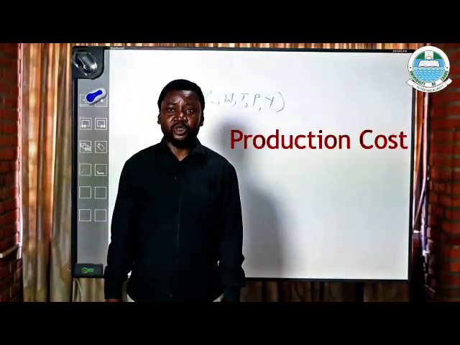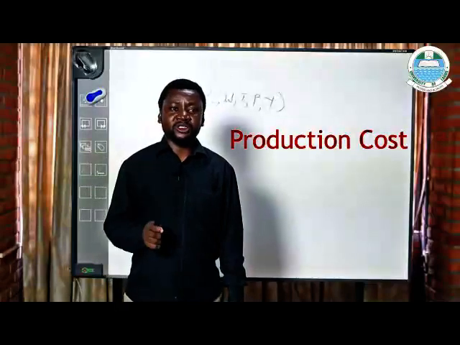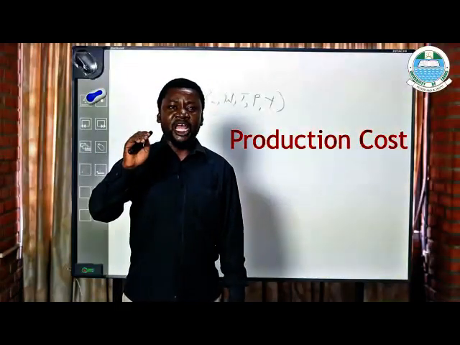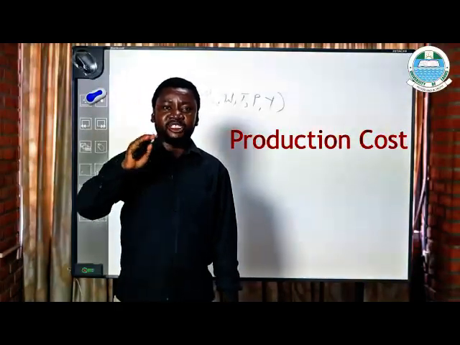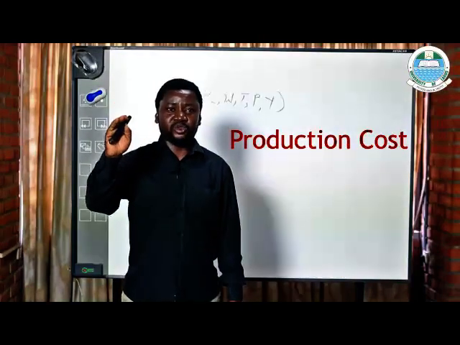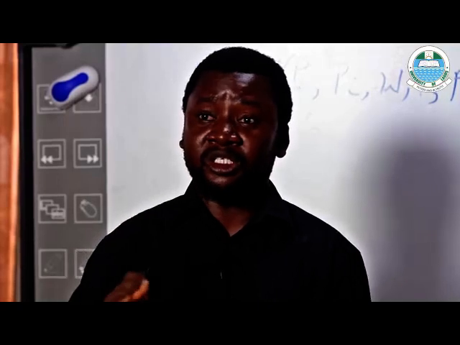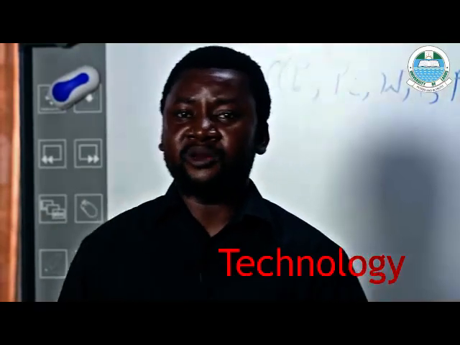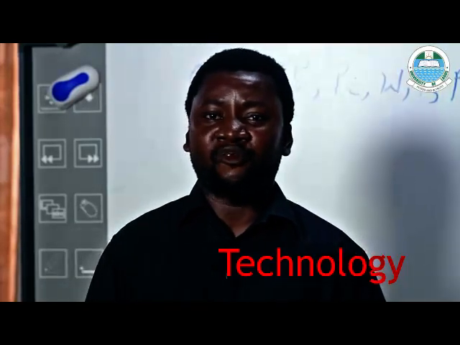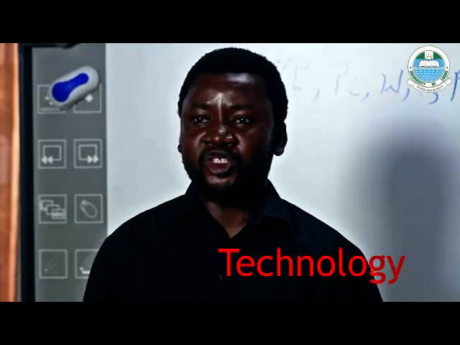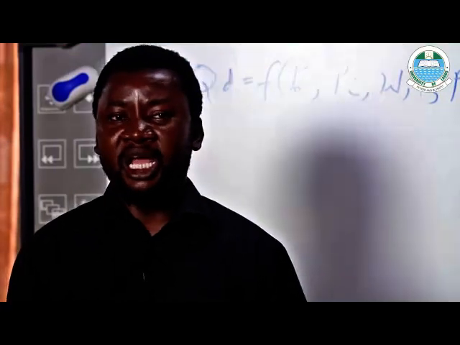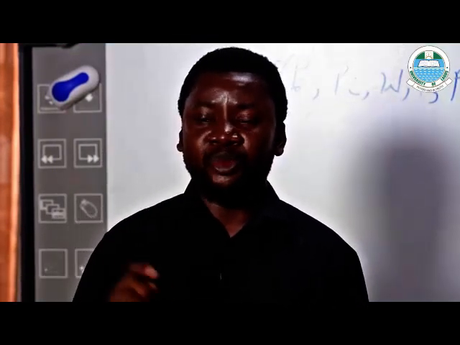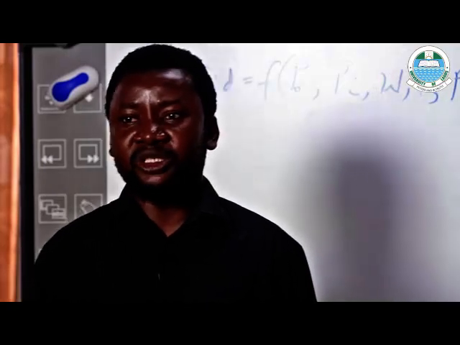First, we have production cost. Production cost will determine whether there's going to be an increase or a reduction in the quantity supplied of a particular good. Also, we have technology. Technology is talking about a combination of the factors of production, how the factors of production are combined. That is what technology defines, and it's going to affect the quantity supplied of a particular good or service.